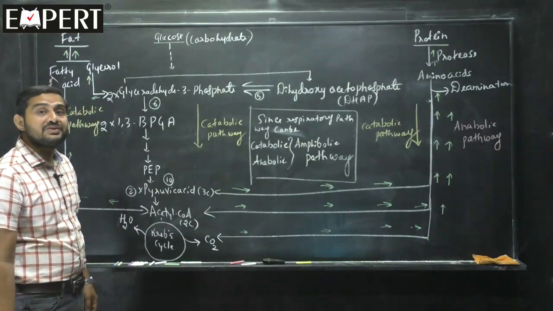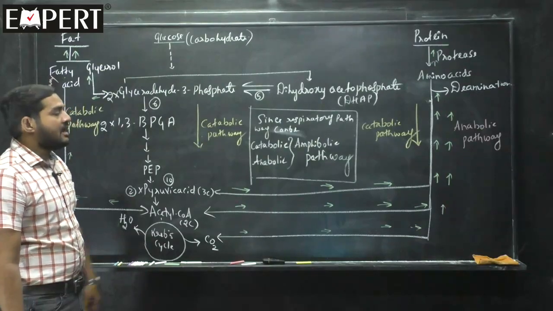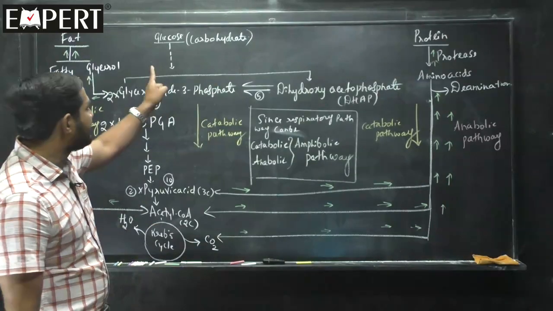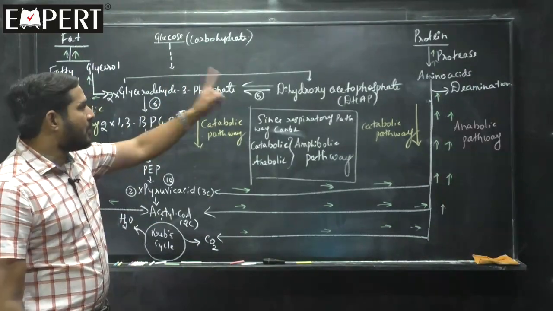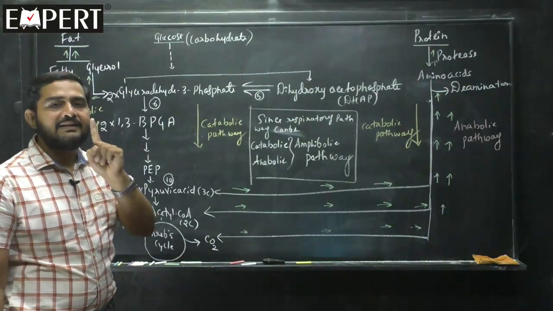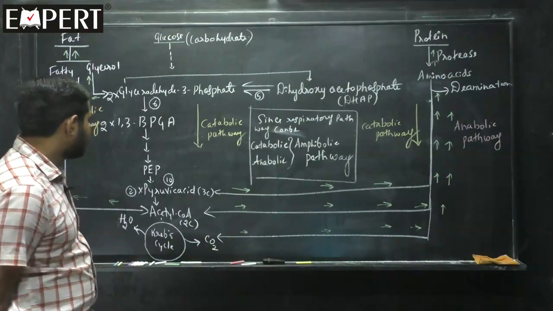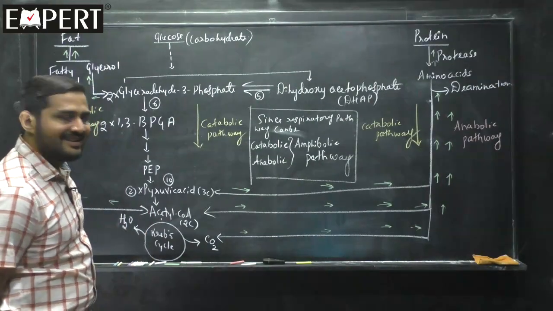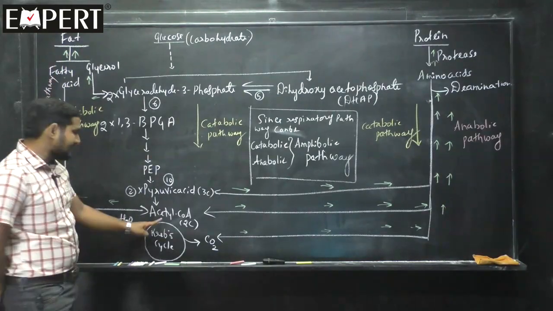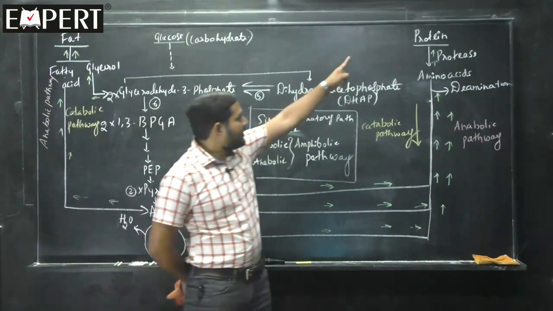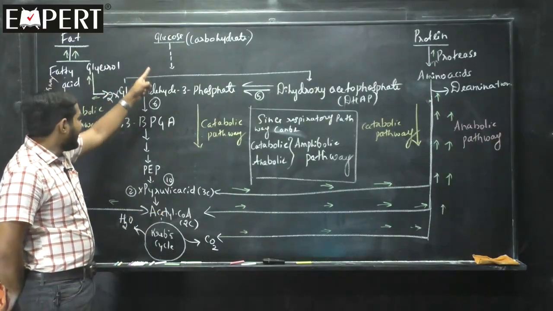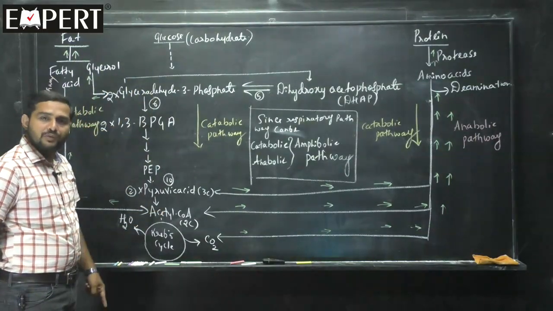I have one more question. Which is the chemical that is common for all three substrates? Protein, carbohydrate, fat. For all of them, one intermediate is common. Who is that? Tell me. See, a fat can enter the respiratory pathway through acetyl-CoA. A protein can enter the respiratory pathway through acetyl-CoA. A carbohydrate can enter the respiratory pathway through acetyl-CoA.